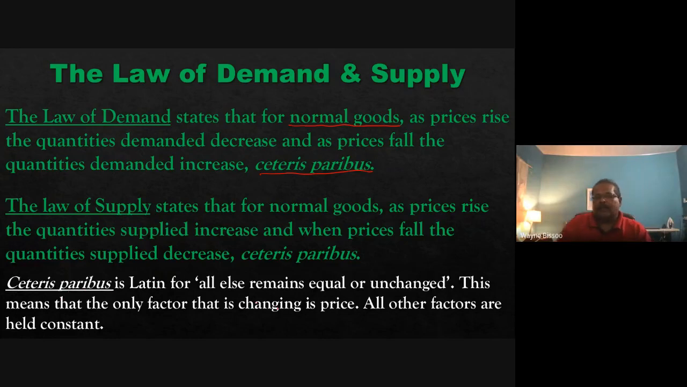Ceteris paribus is Latin for all else remains equal or unchanged. And this means that the only factor that is changing is price, all other factors remaining constant. So we know that there are different things that impact upon the quantities of goods that we're willing and able to purchase. But we want to look at what happens when we change only one. Now, for those of us who remember, conducting experiments where we change one variable at a time is part of the scientific approach to assessing and evaluating theory. You all remember that? Hypothesis testing in one of the earlier units.